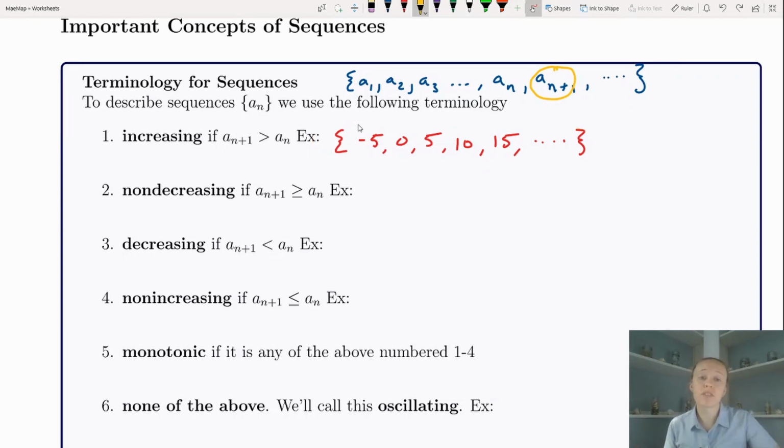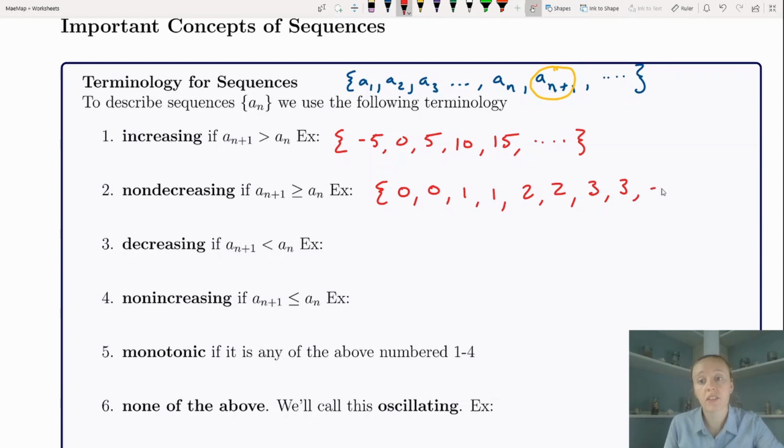But let's do an example of a non-decreasing sequence that is not increasing. So that would be, let's start at 0. If we went from 0 and we stayed on 0, and then 1, 1, next go to 2, 2, then 3, 3, and so on. You can see that I'm adding 1 every other time. So I'm starting at 0, continuing to 0. a sub n plus 1 is indeed equal to a sub n.